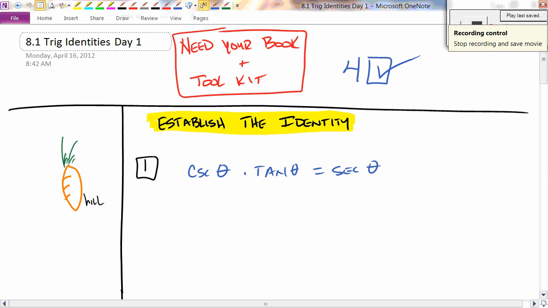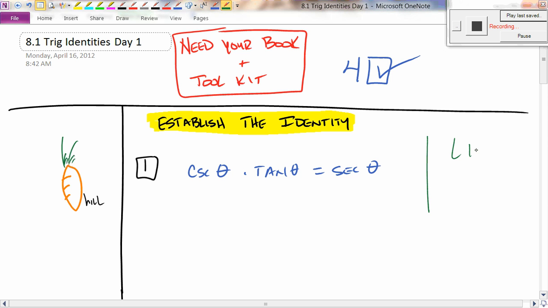Mathematical induction, that's right. All right, so which side have we decided to work with? We're going to work with the left-hand side. So I'm going to write that down to keep you guys motivated here. We're going to work with the left-hand side. Pick that side. That means we cannot change the right-hand side.